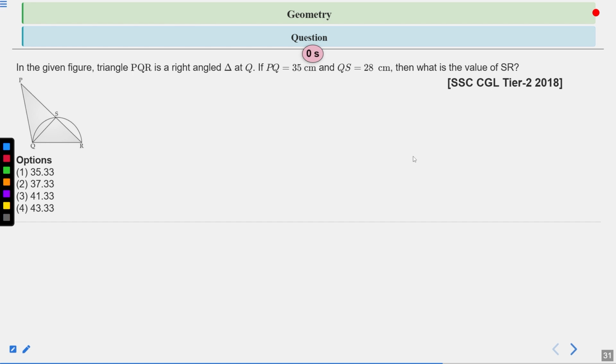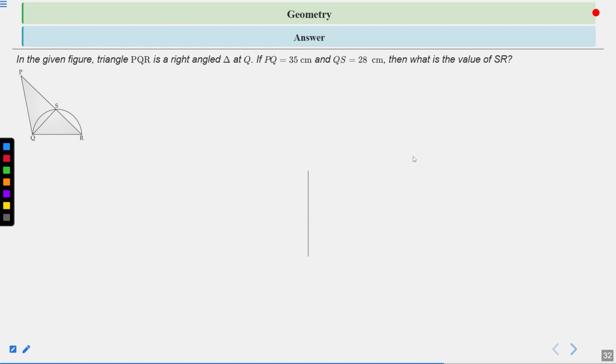Now time's up. Let's see the solution of this question. So given that in this figure, this is a right angle triangle and PQ length is given 35, QS length is given 28, and we need to calculate the length of SR. So the correct answer of this question is the second one, which is 37.33 centimeter. Now see the detailed solution using concept 18.5.2 in this question.